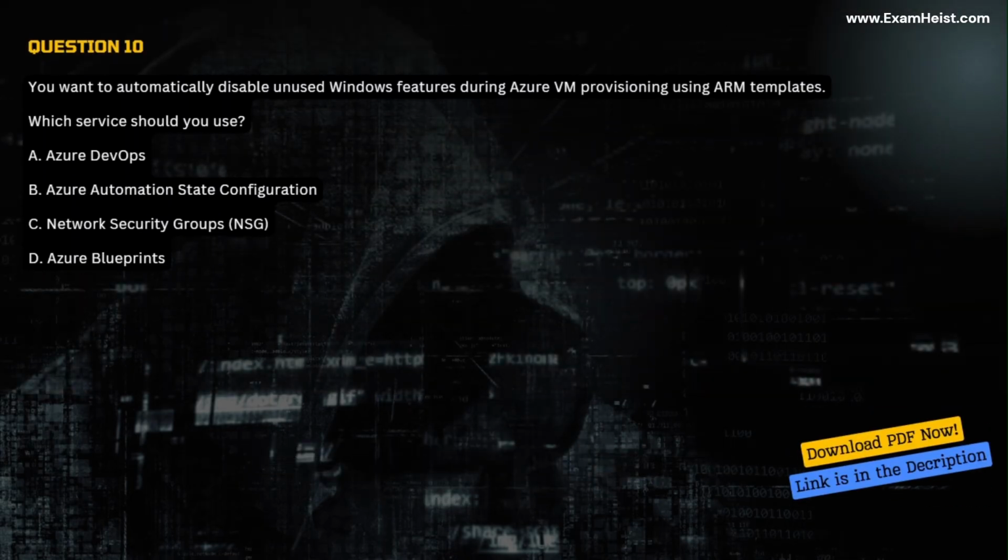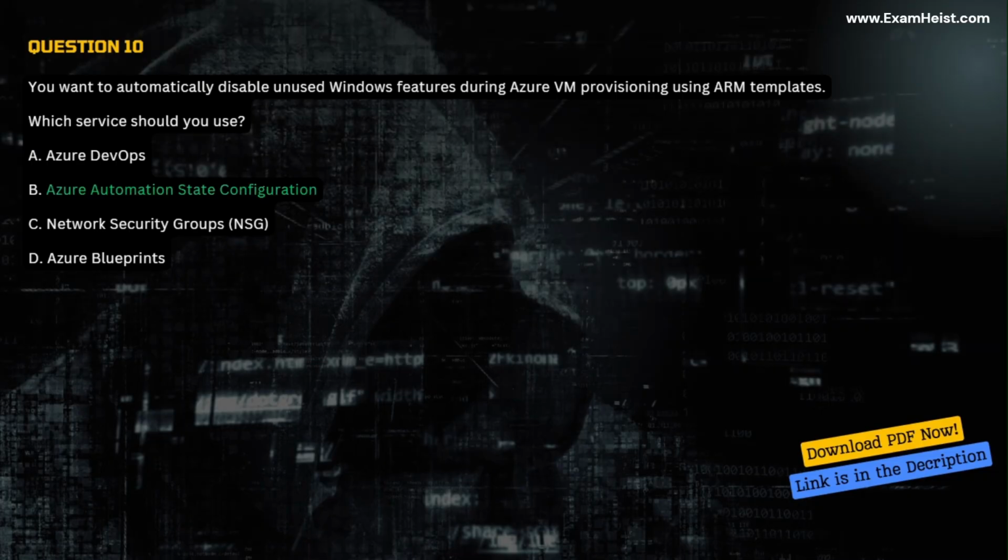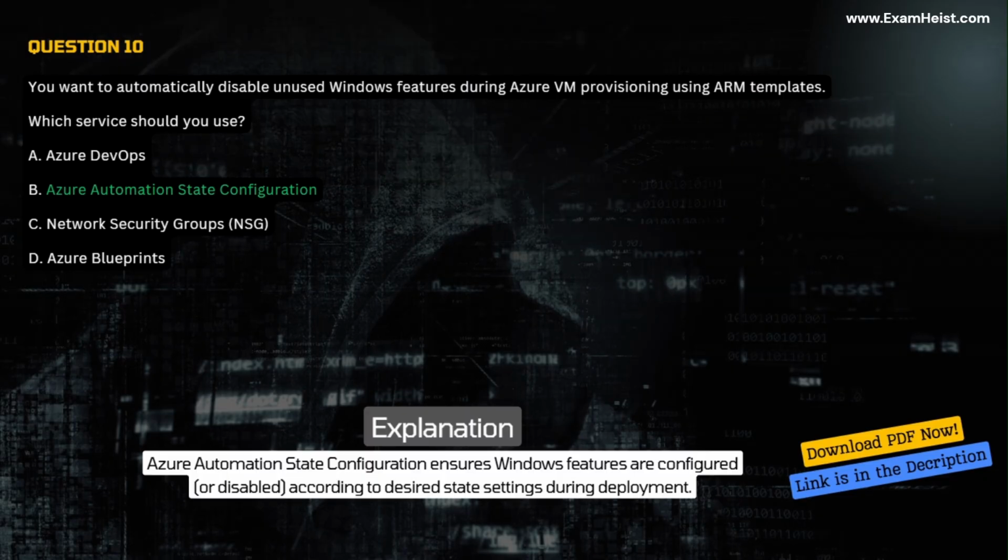Question 10. You want to automatically disable unused Windows features during Azure VM provisioning using ARM templates. Which service should you use? A. Azure DevOps. B. Azure Automation State Configuration. C. Network Security Groups, NSG. D. Azure Blueprints. Correct answer B. Azure Automation State Configuration. Explanation. Azure Automation State Configuration ensures Windows features are configured or disabled according to desired state settings during deployment.